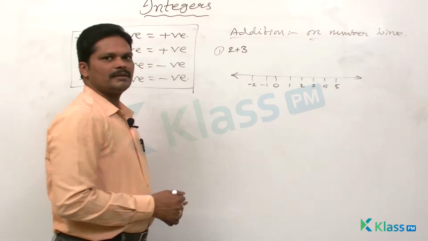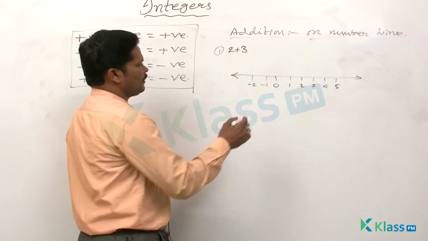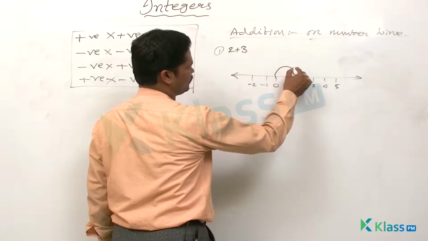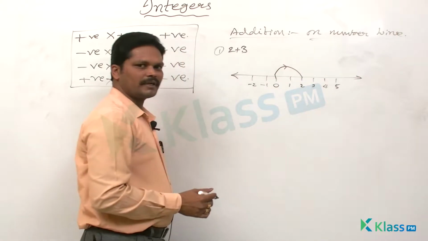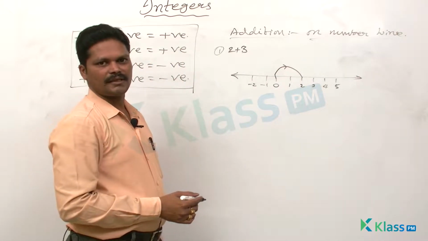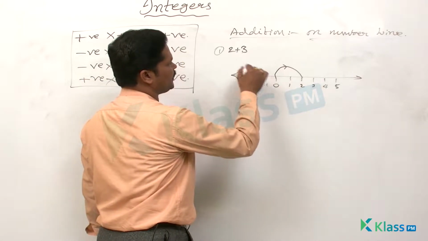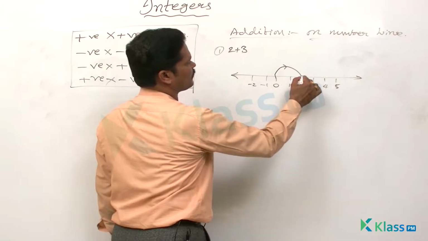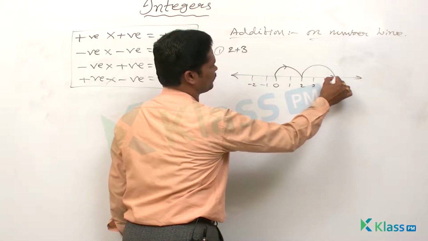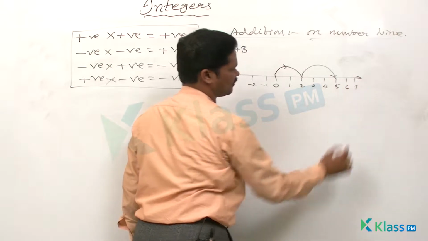So in addition on the number line, we are going from 0 to 2, in the rightward direction, the right side direction. From 0 to 2, we are adding 3 to 2, then the value becomes 5. If we want to take 6 to 7, that is our wish.